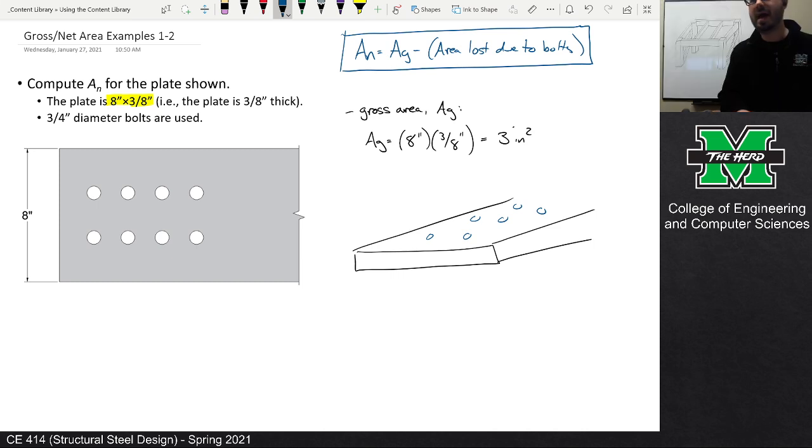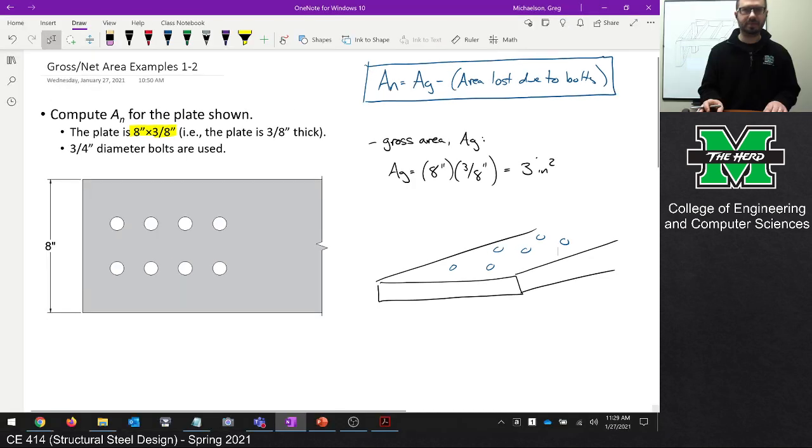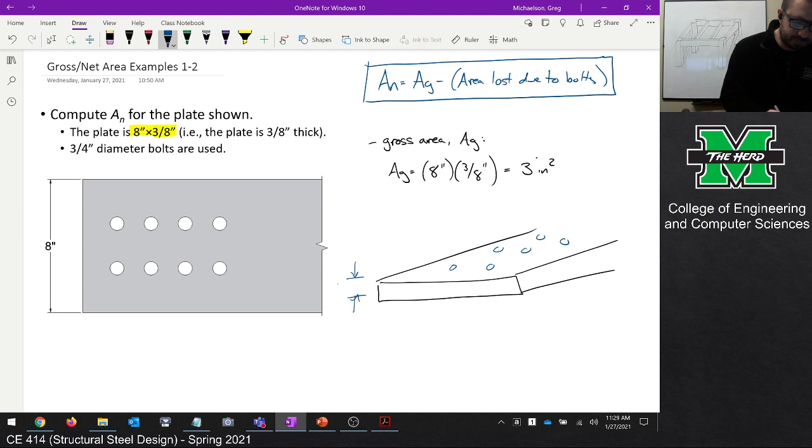Give me 1 second. The plate is 3/8 inches thick. That's how we got it. So this dimension here is 3/8 of an inch, and this dimension is 8 inches.